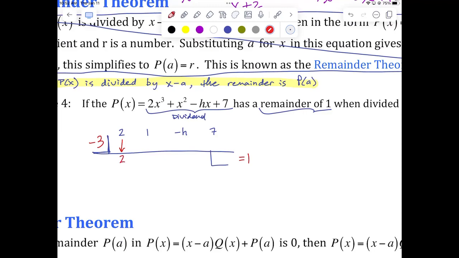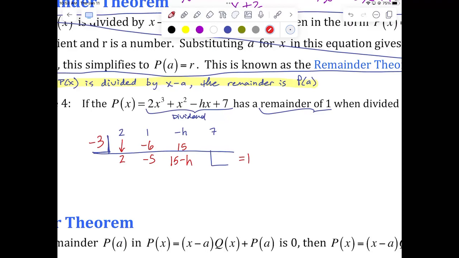Bring down the 2, multiply, you get negative 6. Add, you get negative 5. Multiply, and you get 15. Whoa. Now, what do we do here? What's 15 minus h? No, that would be 15h minus 1h. Are those like terms? No, they're not. So I just put 15 minus h. That's all I put.